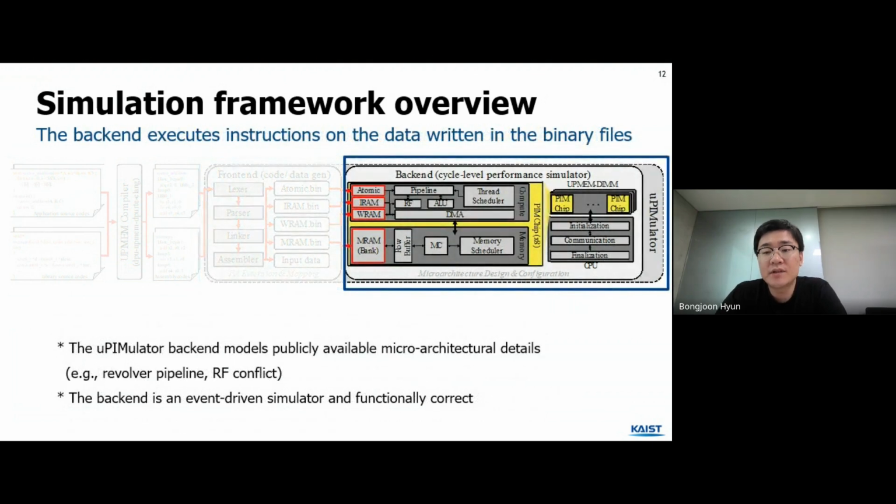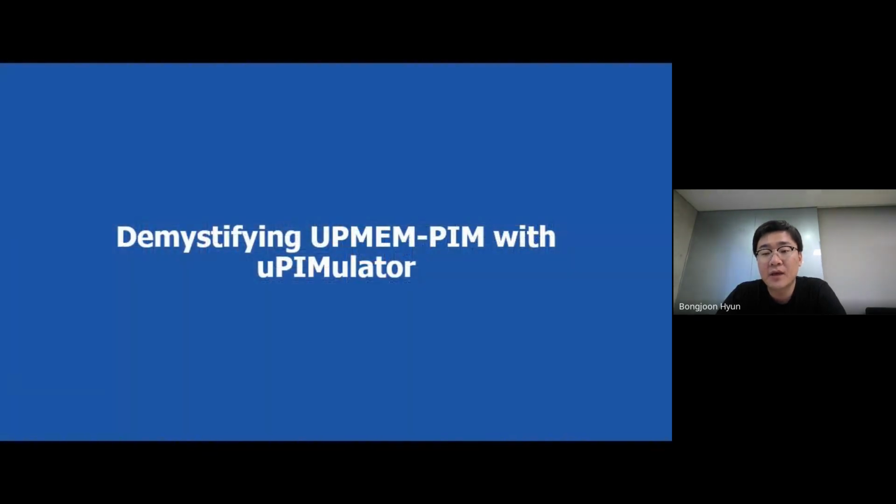The backend models the DPU microarchitecture based on publicly available microarchitecture details released by UPMEM. The backend is an event-driven simulator whose functional correctness is verified over real hardware using the PRIM benchmark suite. Now let us move on to an in-depth analysis and characterization of the UPMEM-PIM architecture using our simulation framework.